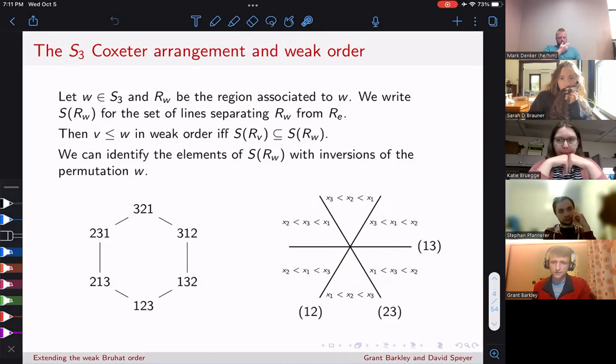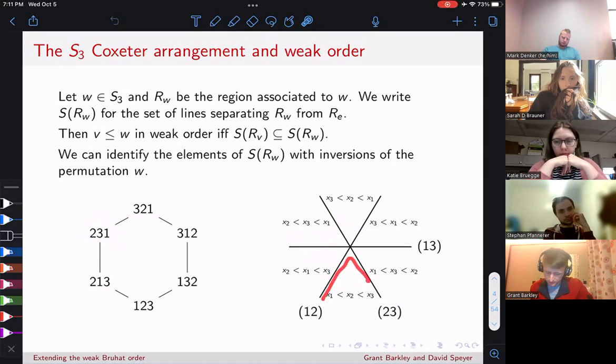And there's a couple of different ways of realizing this. So as a special case, for instance, 2, 1, 3 would correspond to this region, 2, 3, 1 would correspond to this region, 3, 2, 1 corresponds to that region. And I've given inequalities describing these regions on the right.